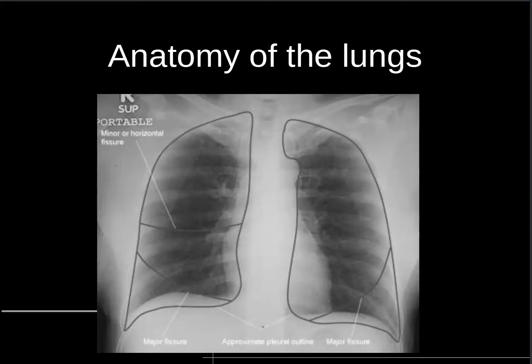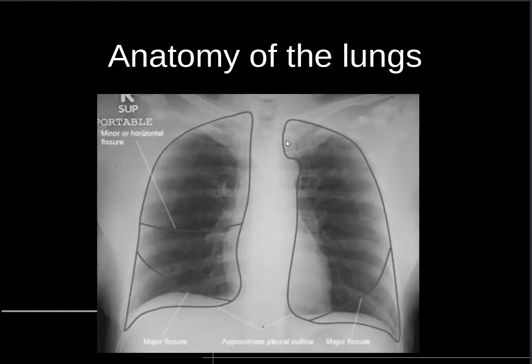occupies the area adjacent to the right heart border, which is here. Remember we talked about the right atrium. And the lower lobe of the right lung is very posterior, but a slip of it comes out anteriorly and sits over the right hemidiaphragm.